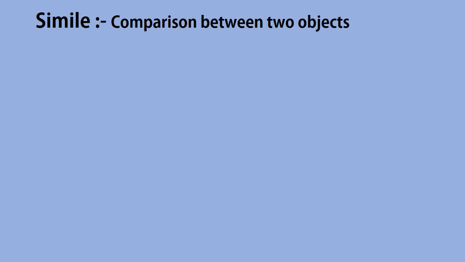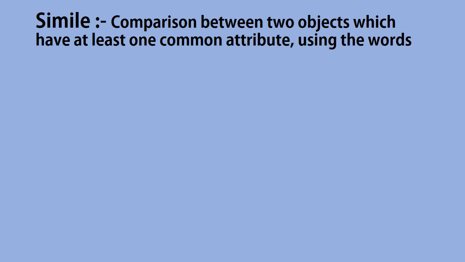The next one is simile. Comparison between two objects which have at least one common attribute, using the words like, as or so. What do we do here? We compare two objects which have at least one common attribute, one common characteristic. But while comparing, we are using words like, as or so.